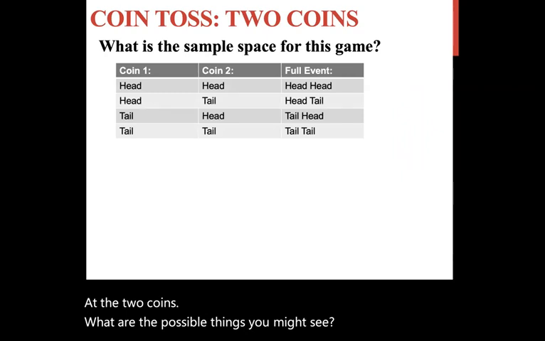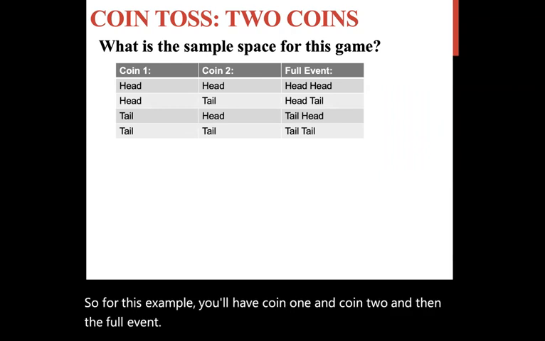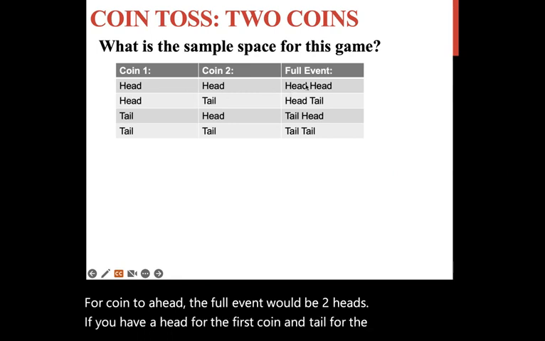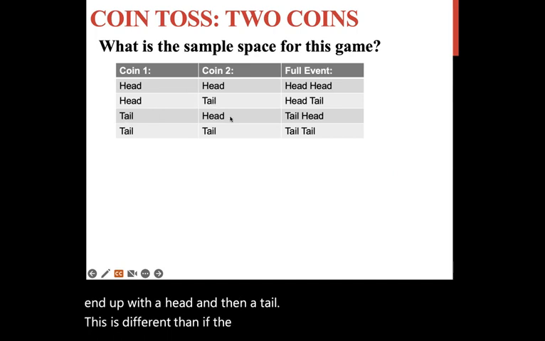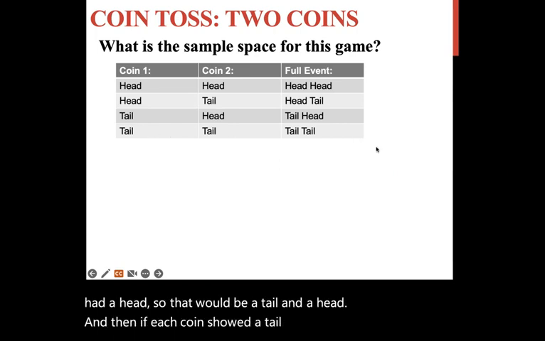So for this example, you'll have coin 1 and coin 2, and then the full event. So for coin 1, you'll have a head. For coin 2, a head. The full event would be 2 heads. If you have a head for the first coin and a tail for the second, you end up with a head and then a tail. This is different than if the first coin had a tail and the second coin had a head. So that would be a tail and a head. And then if each coin showed a tail, there would be 2 tails.